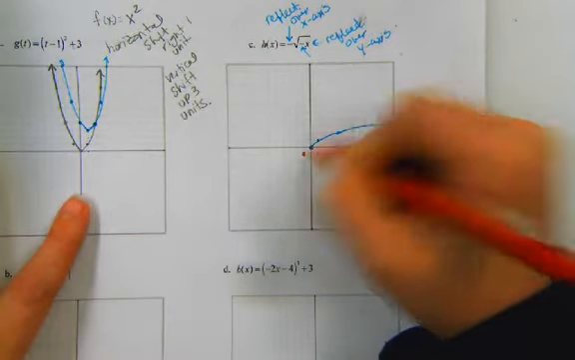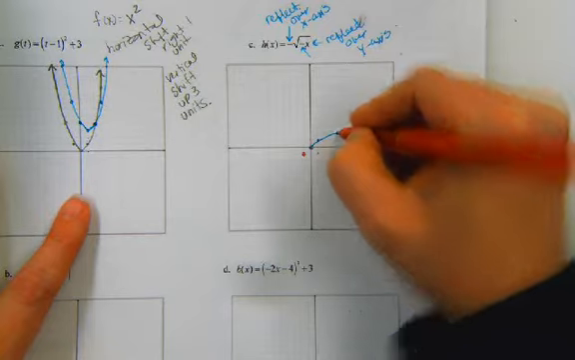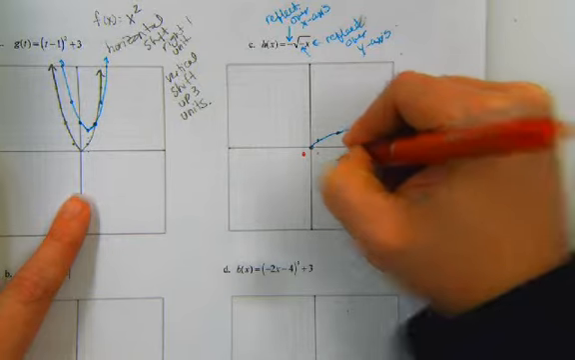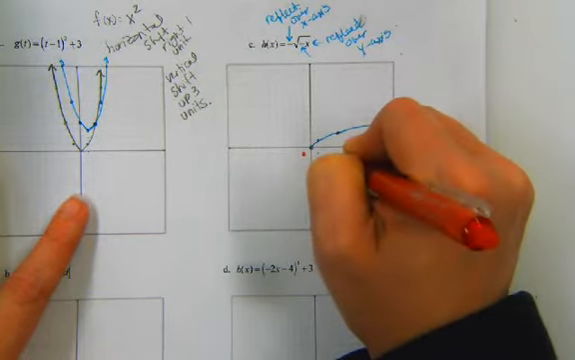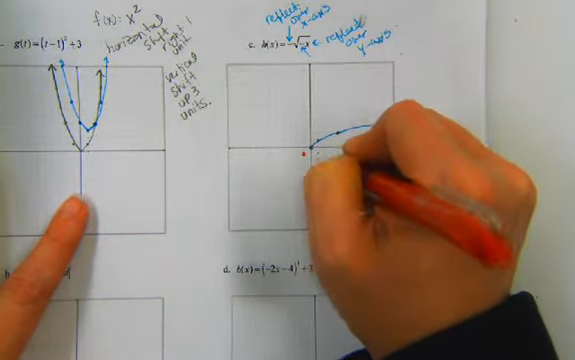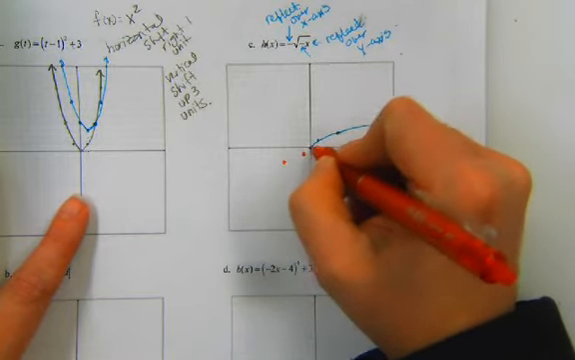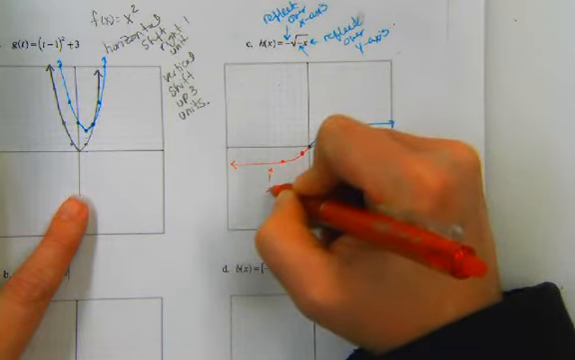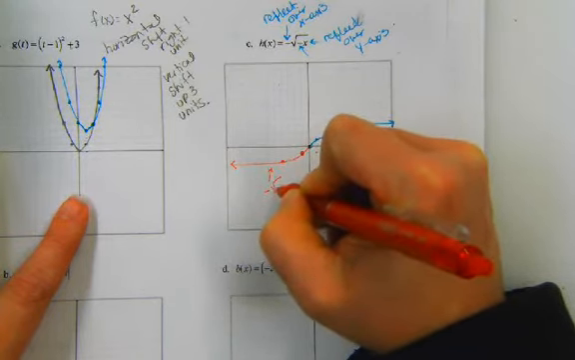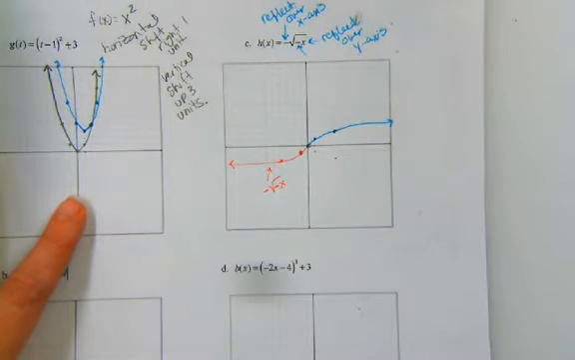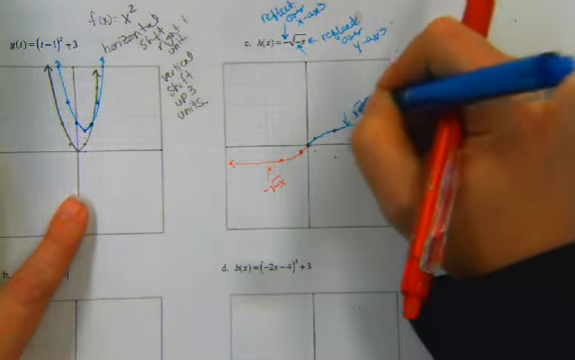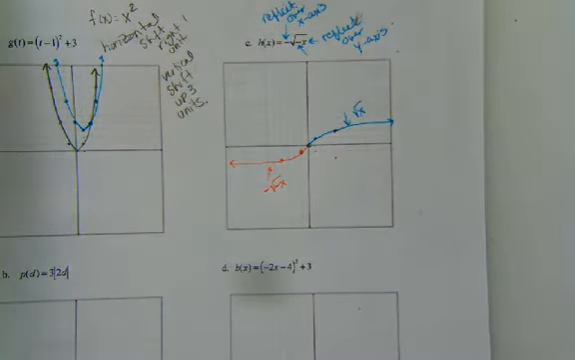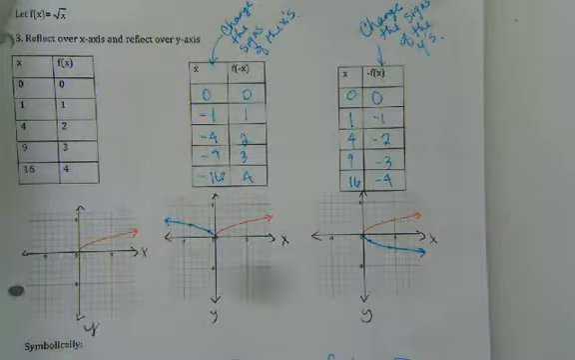This point 4, 2, reflecting over the x-axis puts it down here at 4, negative 2. Reflecting over the y-axis puts it over at negative 4, negative 2, which is right here. And then continuing that, this is the function negative root negative x. This is the function square root of x. So this has undergone 2 transformations. It's kind of cool. Moving on.